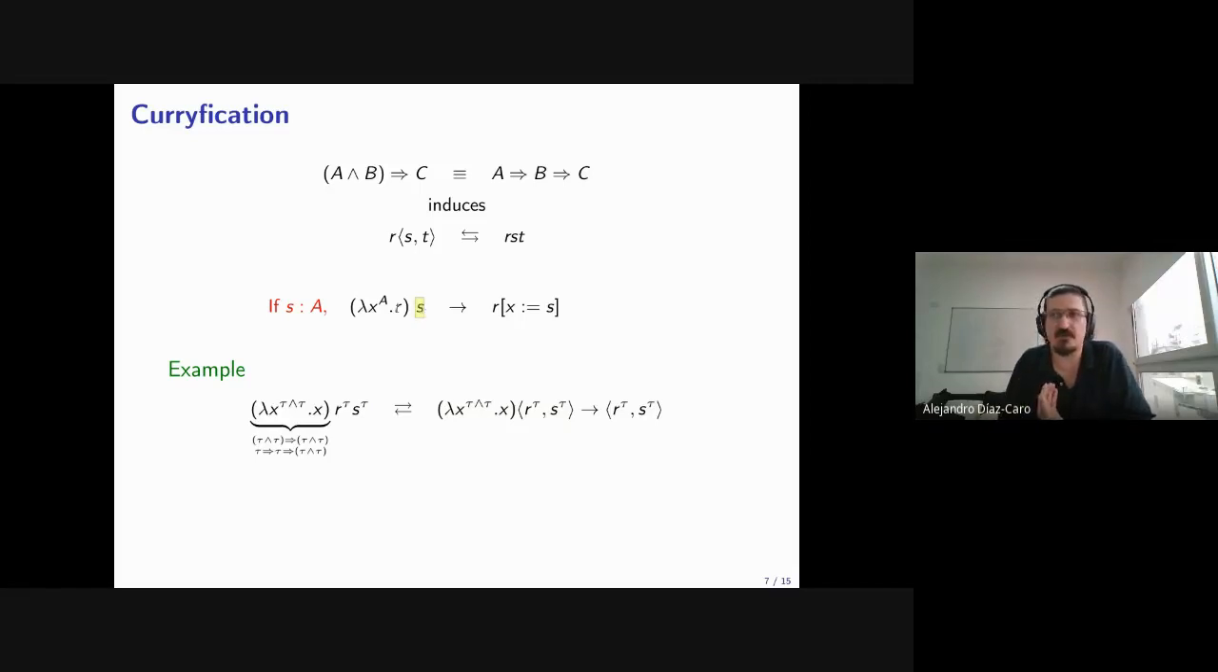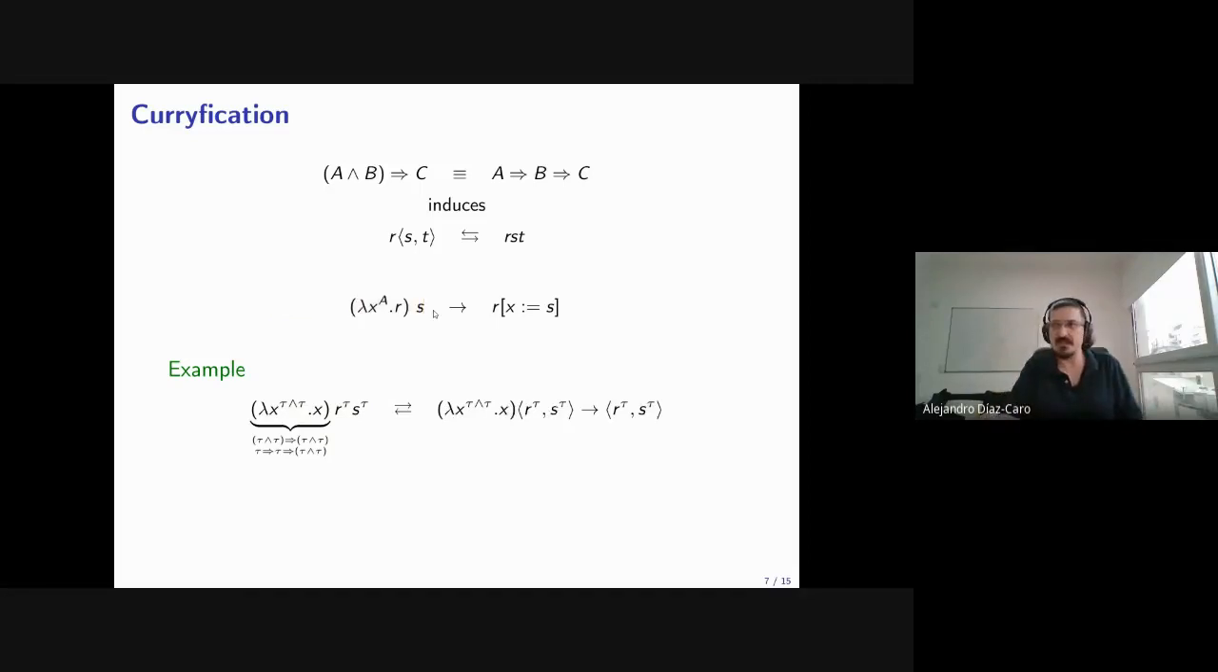If this is a witness of A and I am expecting a witness of A, then I can do a replacement. So here you cannot, because the witness you are giving is a witness of tau, and what we are expecting is tau and tau. So you need to transform this into that, and then here you can use this rule. We have to change this rule, which is called the beta reduction, and ask for a type.